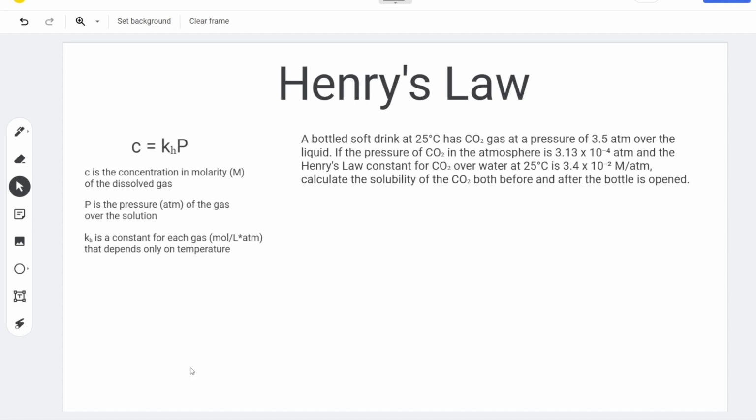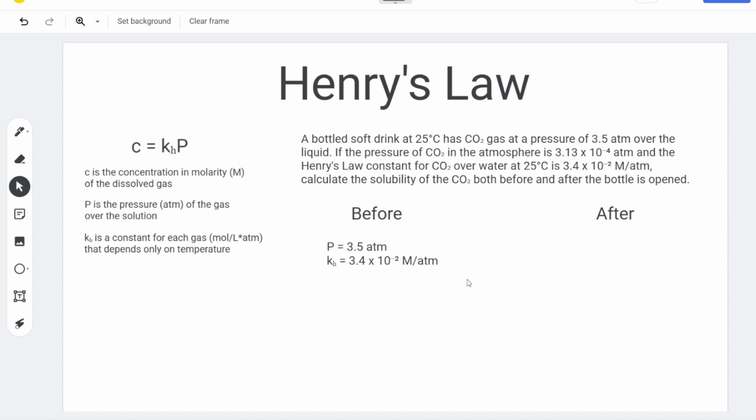So first, what do we know? Well, we're going to have to do this problem in two parts, since we have to calculate the solubility of carbon dioxide both before and after the bottle is opened. So starting with before the bottle is opened, what do we know? We know that the P, or pressure, is equal to 3.5 atm, as stated, and the Henry's law constant for carbon dioxide at 25 degrees Celsius over water is 3.4 times 10 to the negative 2 molarity per atm.